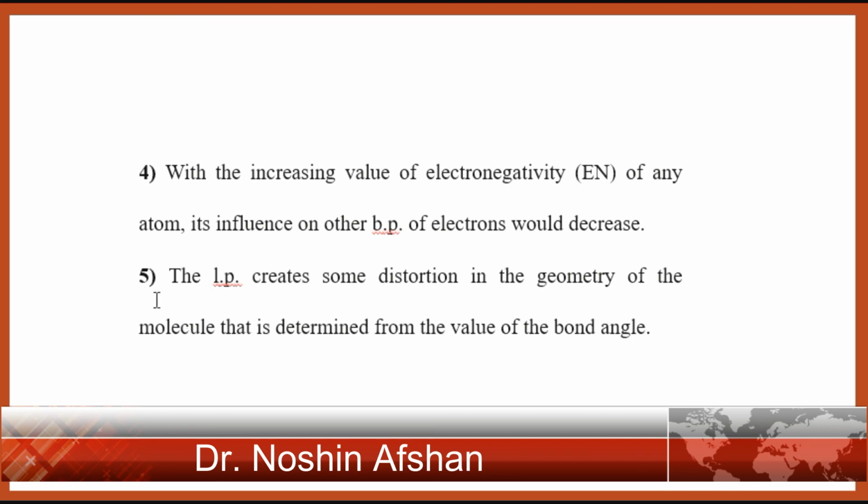And the next postulate states that the lone pair creates some distortion in the geometry of the molecule that is determined from the value of the bond angle. So, if you determine experimentally the value of the bond angle, you may easily determine its geometry. And in turn, the distortion in that molecule as well.